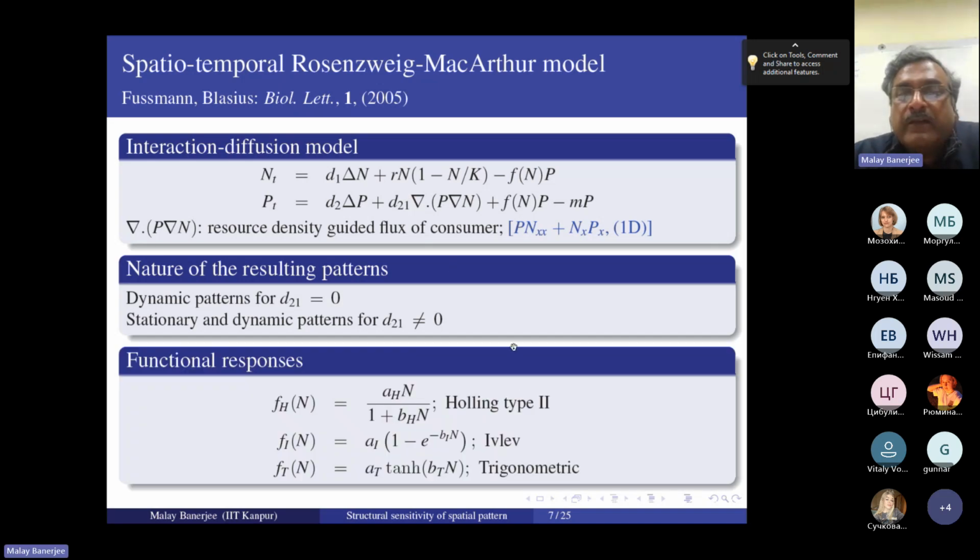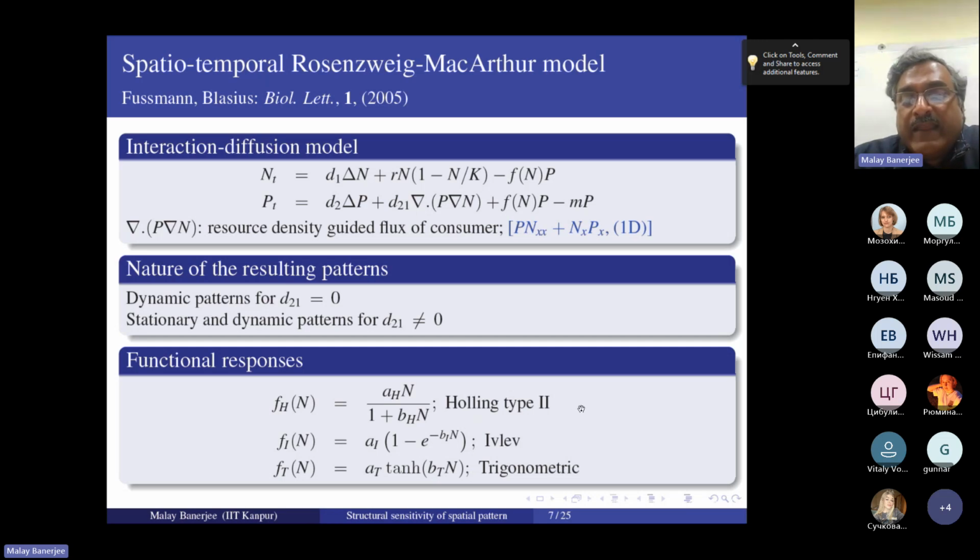With this, what we are going to consider, in the last talk I discussed only Holling type 2 and Ivlev, but today I am going to talk about three different functional responses: Holling type 2, Ivlev, as well as trigonometric functional responses. So here AH, BH, these are the parameterization for the Holling type 2. AI, BI, they stand for Ivlev, and AT and BT, they stand for trigonometric functional responses.